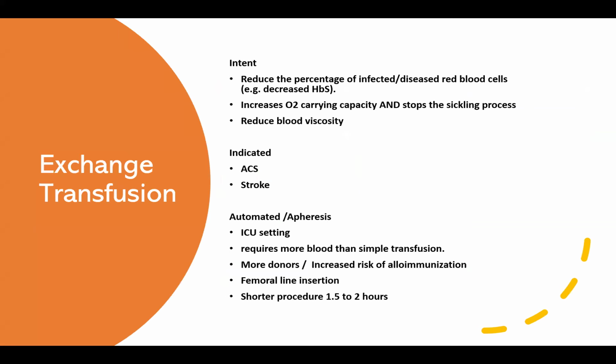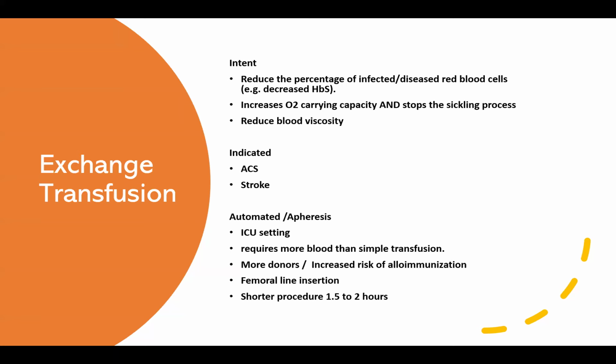So exchange transfusion, this is used to help reduce the percentage of infected or diseased cells, and in this case, decrease the amount of hemoglobin S. It also helps to increase oxygen carrying capacity and stops the sickling process. And it also helps to reduce blood viscosity. Exchange transfusions are mostly used for severe acute chest syndrome and stroke.